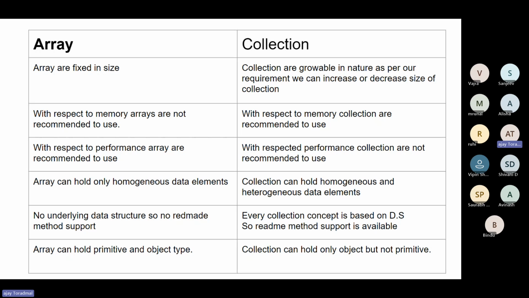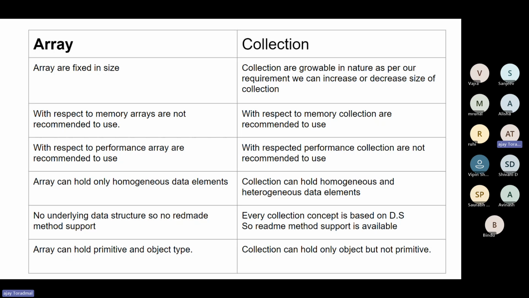Okay, now arrays can hold homogeneous data elements, and a collection can hold homogeneous as well as heterogeneous, meaning you can store a similar type of value or a different type of value as well. What is the underlying data structure? Sorry, the underlying data structure is not available here, so no ready-made method support is available. There are some ready-made methods available, but very few as compared to collection. But in case of collection, you will get a ready-made method for each and every operation.